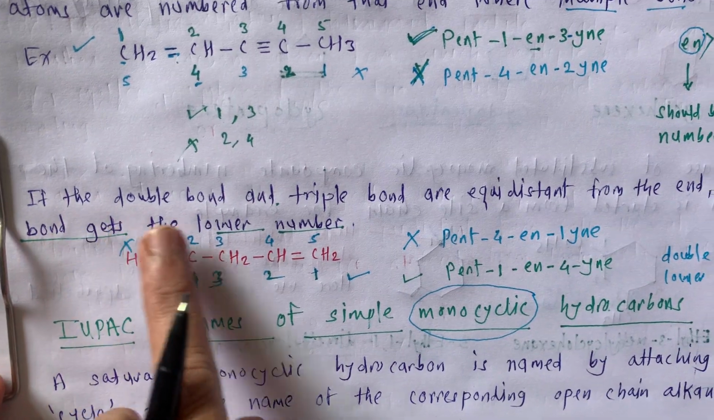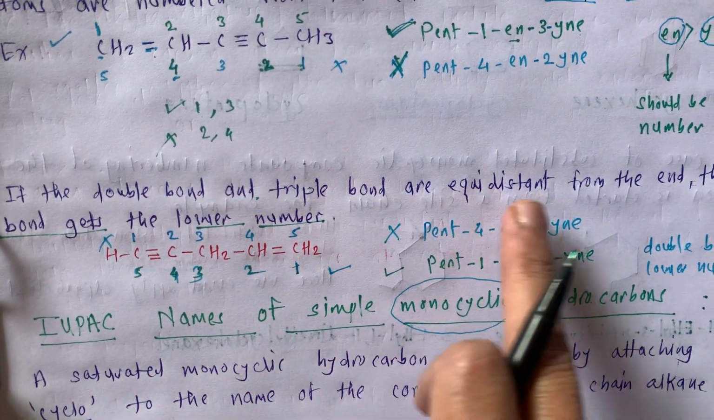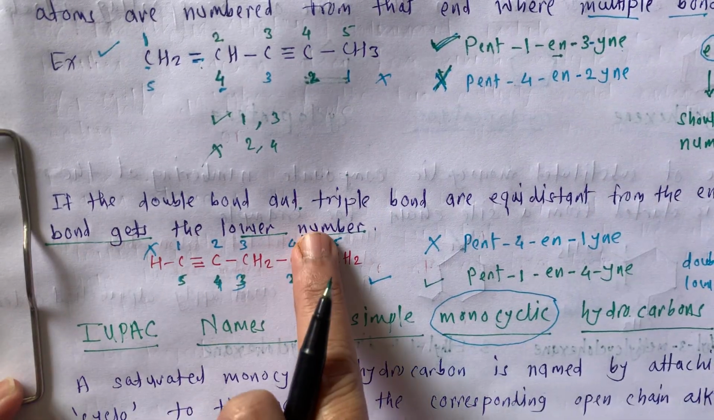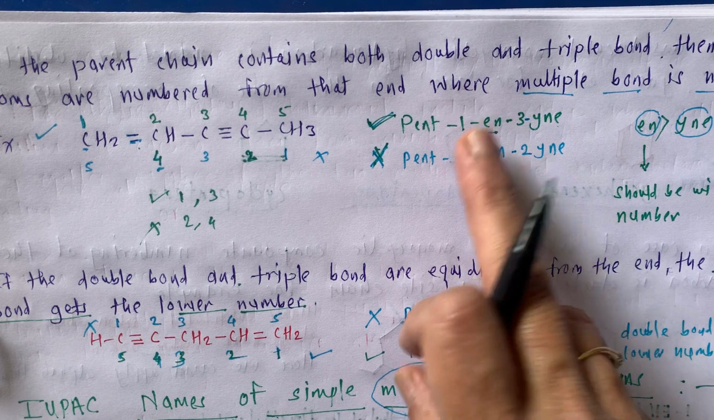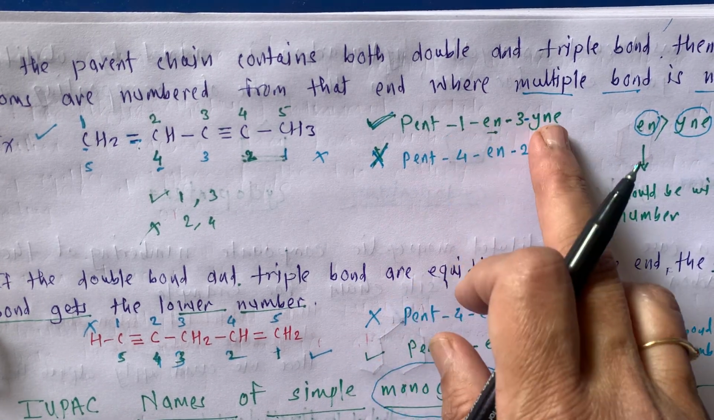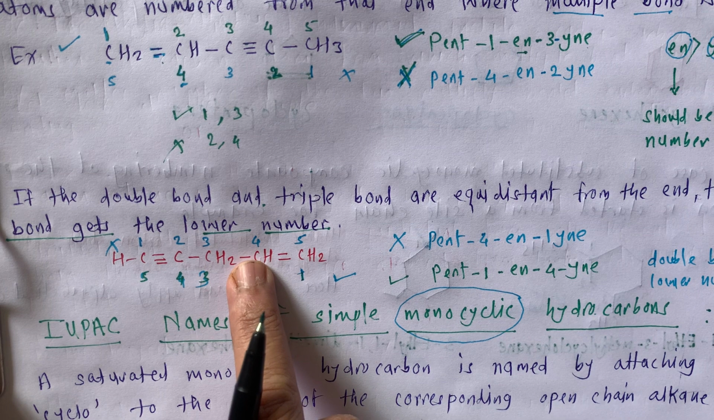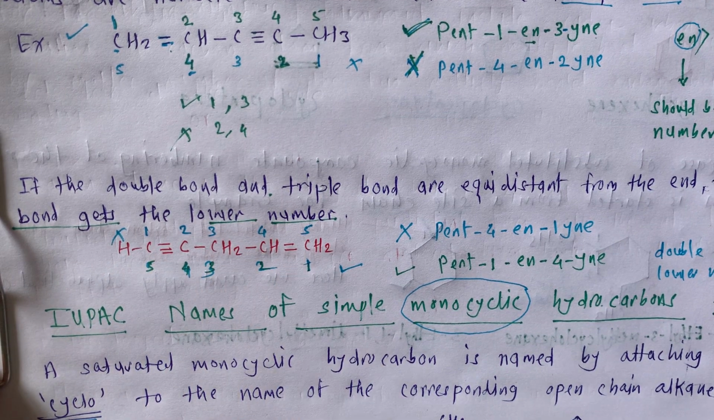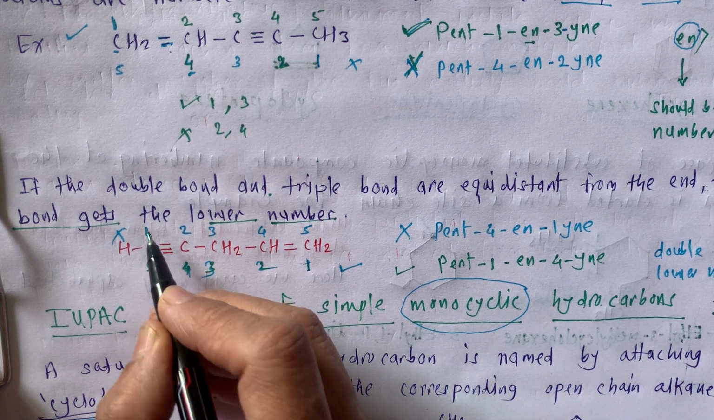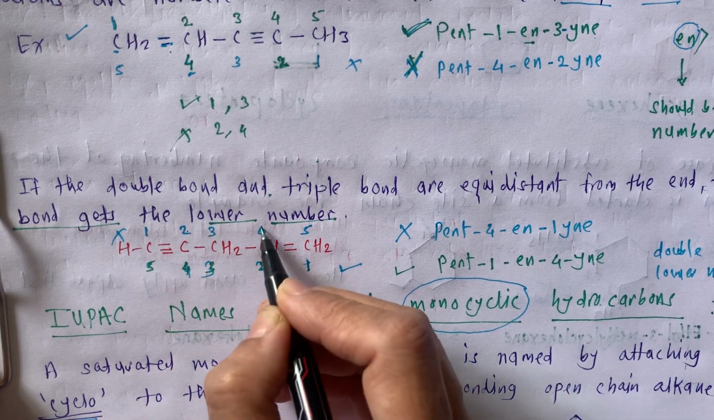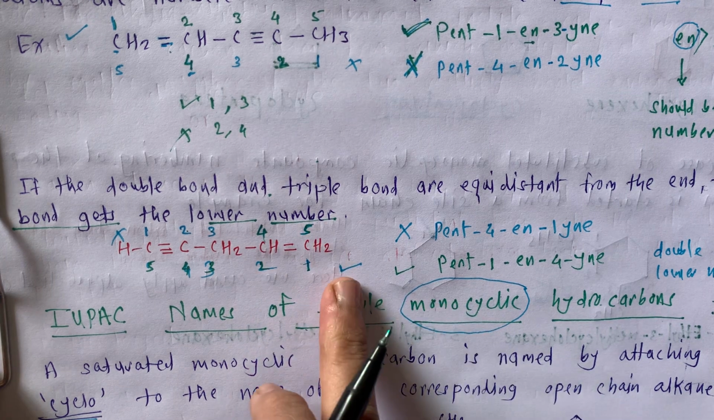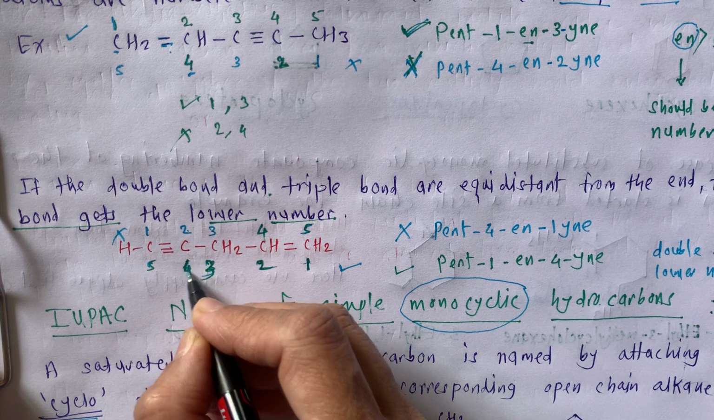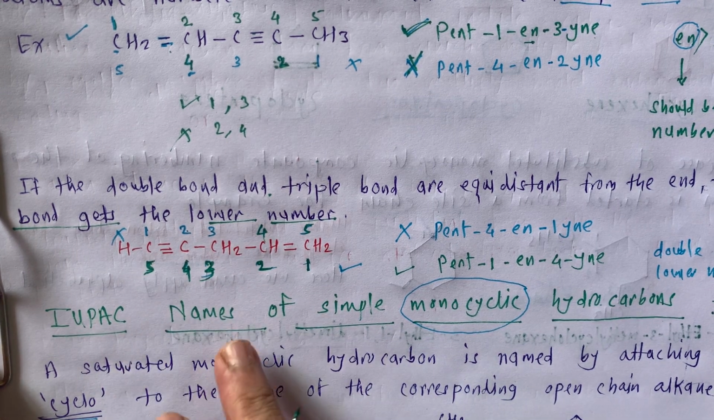Next, if the double bond and triple bond are equidistant from the ends, the double bond gets the lower number, just like this. But now these are not equidistant. Now we will see the equidistant example. See, HC triple bond C, CH2, CH double bond CH2. If you start from here, this is the first carbon, second, third, fourth and fifth. But if you start from the other end, this is the first carbon, second carbon, third carbon, fourth carbon and fifth carbon.